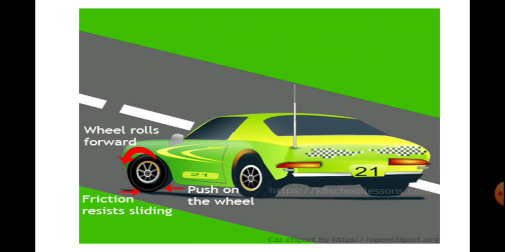Similarly, in this also you can see that the wheels are rolling forward and the friction is resisting the sliding. There is a push on the wheel and the friction resists the sliding of the tire. Why? Because the treads are provided in the tire.